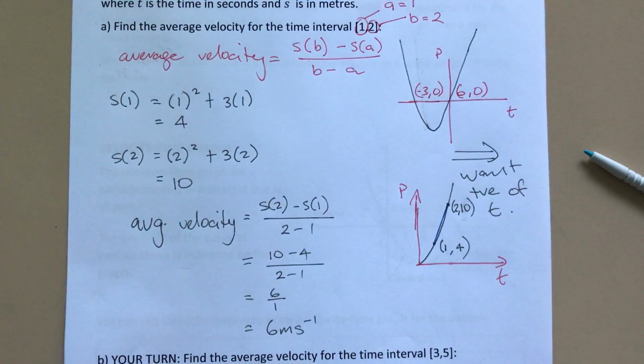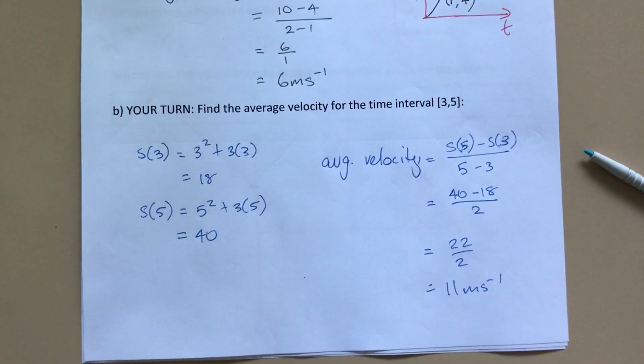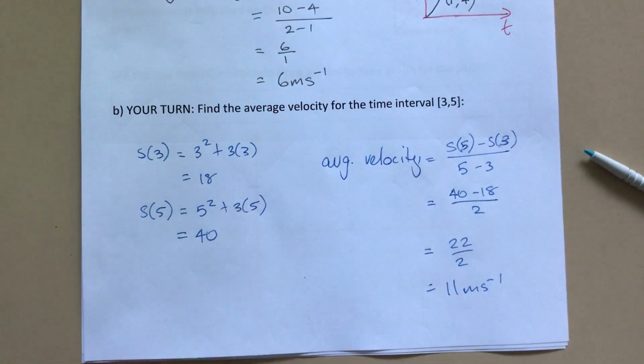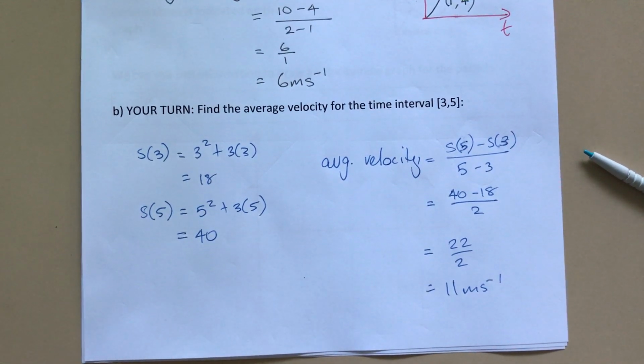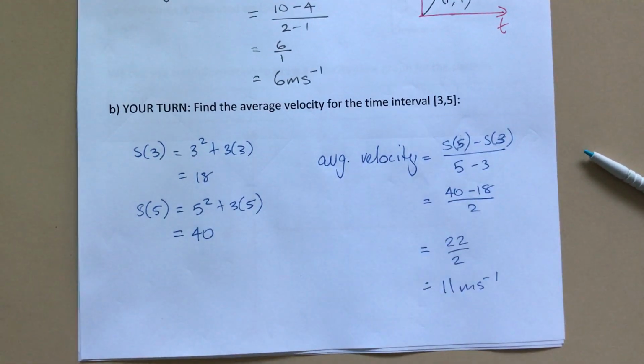All right, so just to check now, we've got a solution on the bottom here for you to check your work against. So average velocity, first thing you need to know is S of 3 and S of 5, so you can substitute those into your formula. S of 3 is 18, S of 5 is 40. Average velocity will be S of 5 minus S of 3 over 5 minus 3. So 40 take 18 over 2, 22 over 2, which gives you 11 meters per second. Okay, so the particle is moving at 11 meters per second over that interval from 3 seconds to 5 seconds.